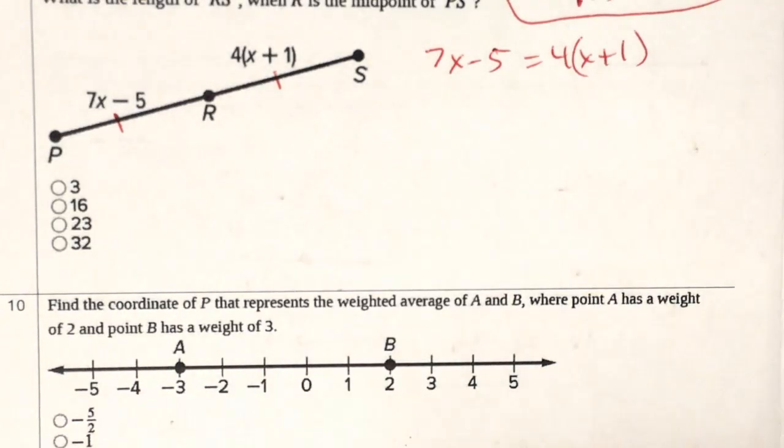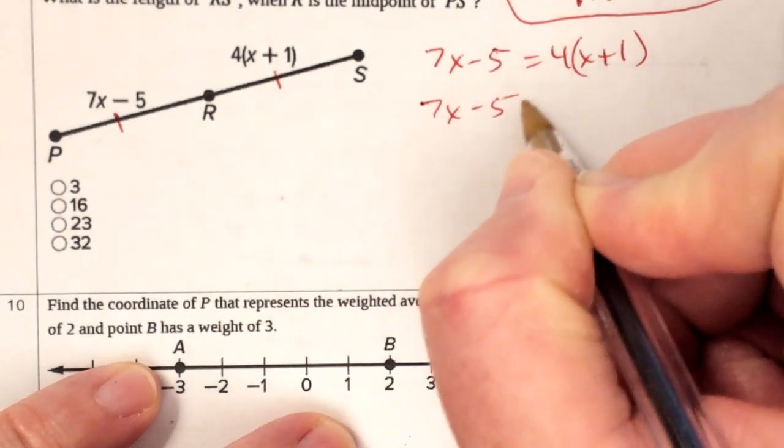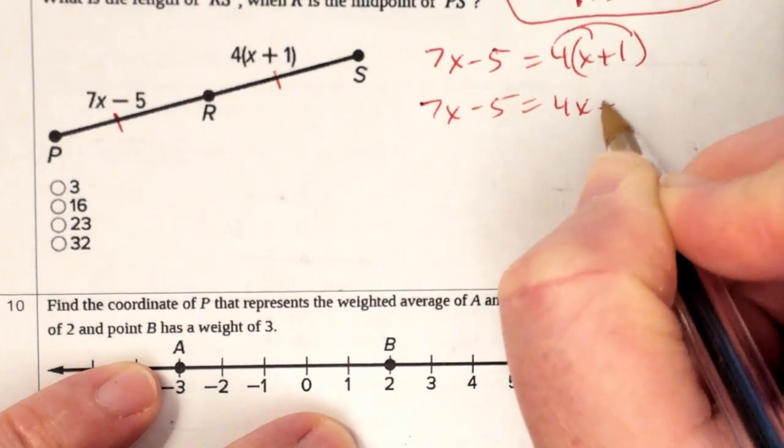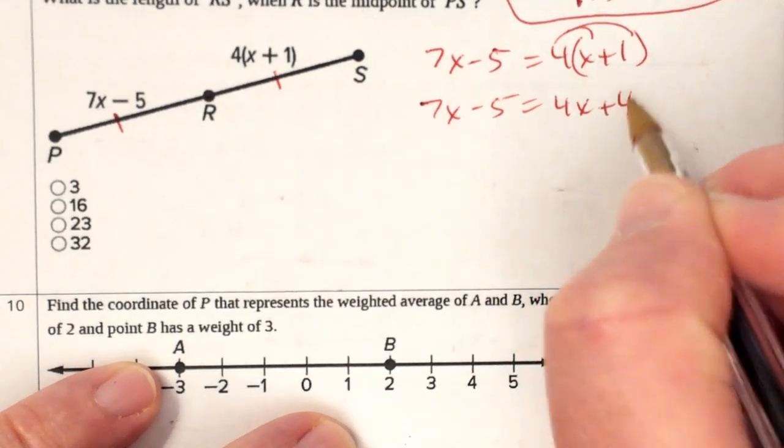All right, you should have solved for x. Now, there's a very common mistake here. 7x minus 5 equals, you have to distribute. That would be 4x, and that would be plus 4. That's the big common mistake. A lot of people forget to distribute.